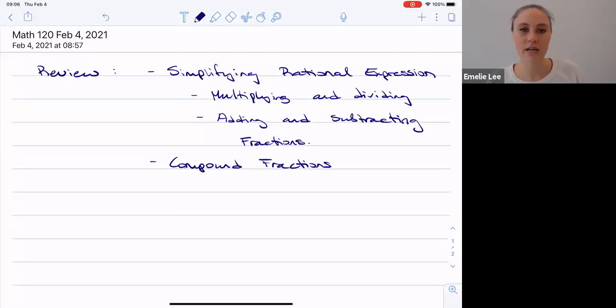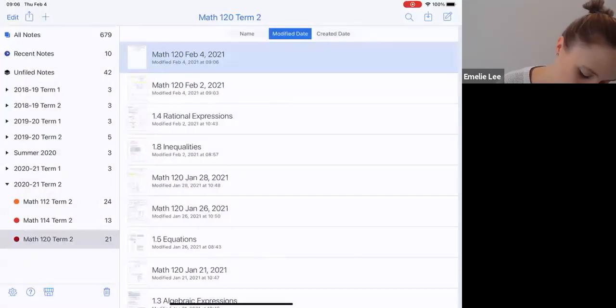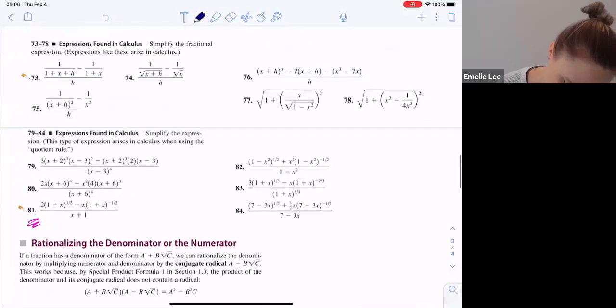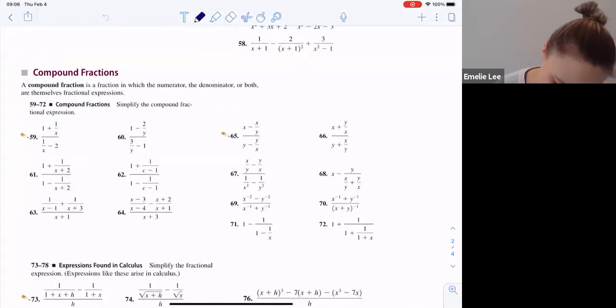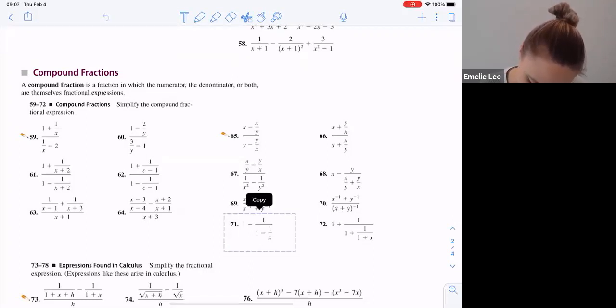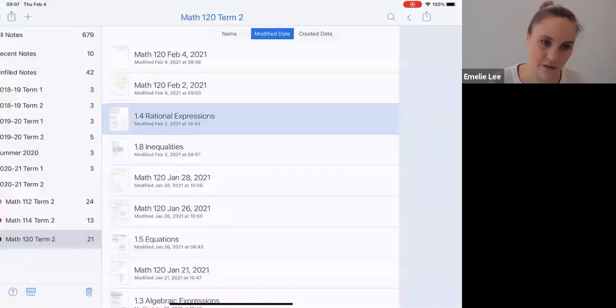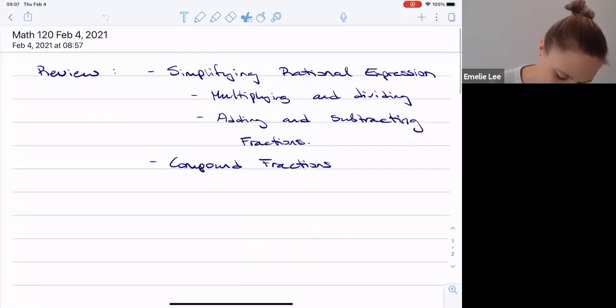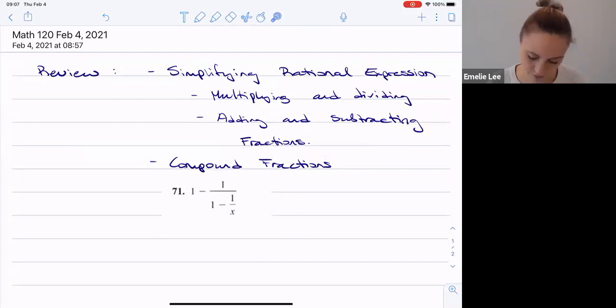But let's do a compound fraction just for practice as part of our review, because that's going to be really good, right? So I do want to do 81, but I want to do a compound fraction first. So we've got a bunch to choose from here. How about we do 71? Let's do 71 for just a little bit of review, right? So here, this is a compound fraction, because you've got fractions inside fractions, right?